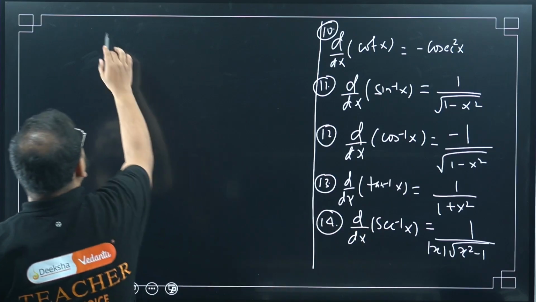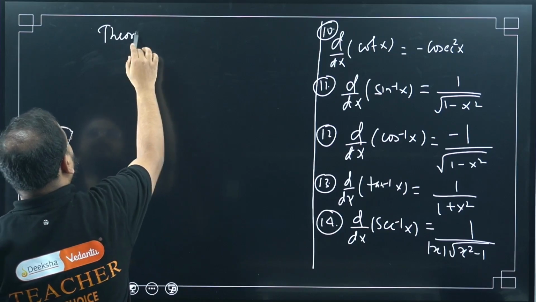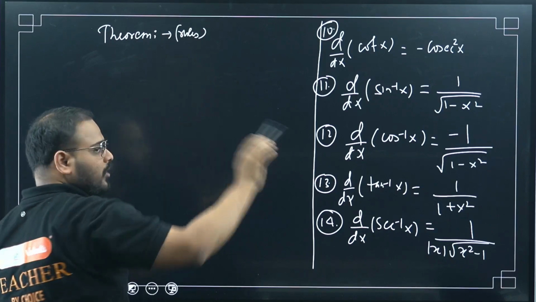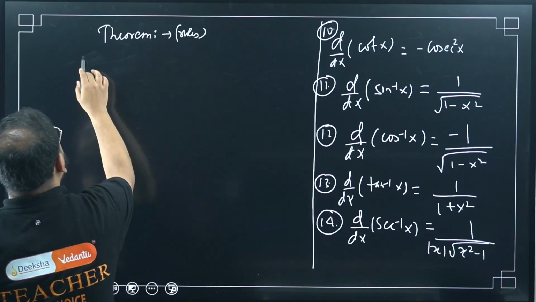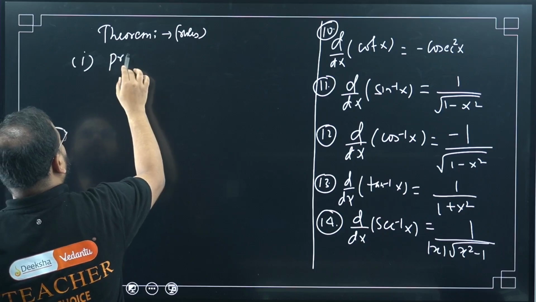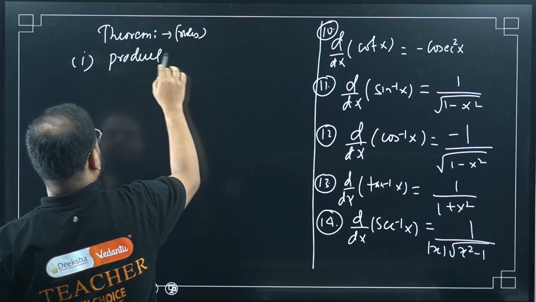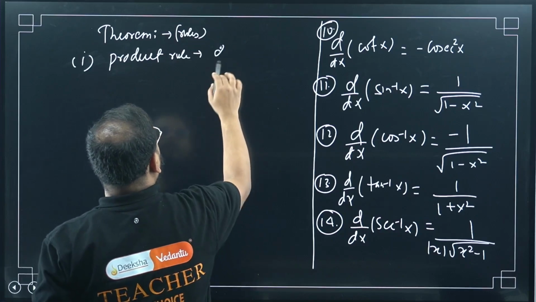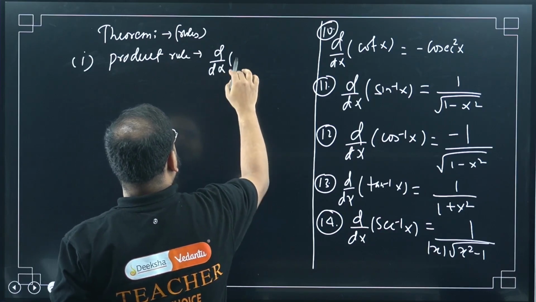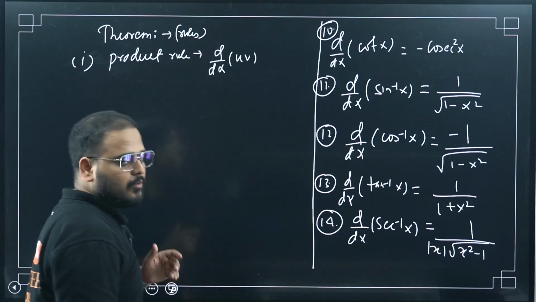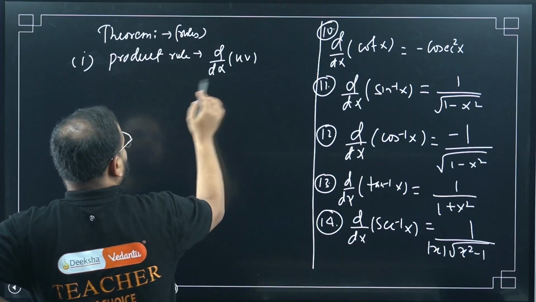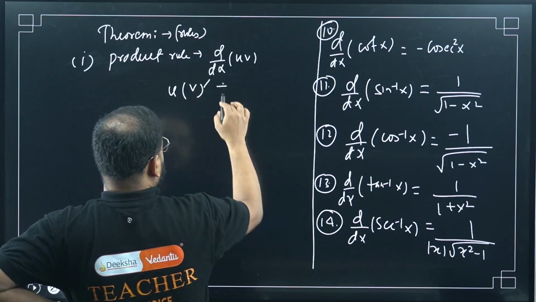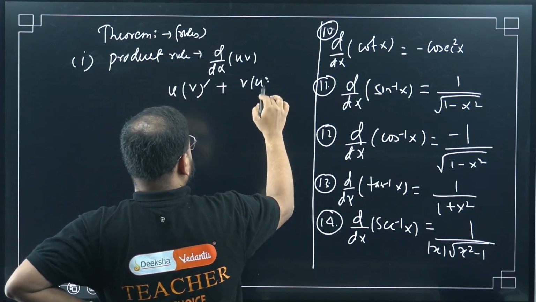We also have some theorems or some rules which we use to solve questions in differentiation. What is the first one? Simplest ever, product rule, if you remember. What's product rule? If you have differentiation of uv, what is it going to be? Keep u as it is, differentiate v. Keep v as it is, differentiate u.